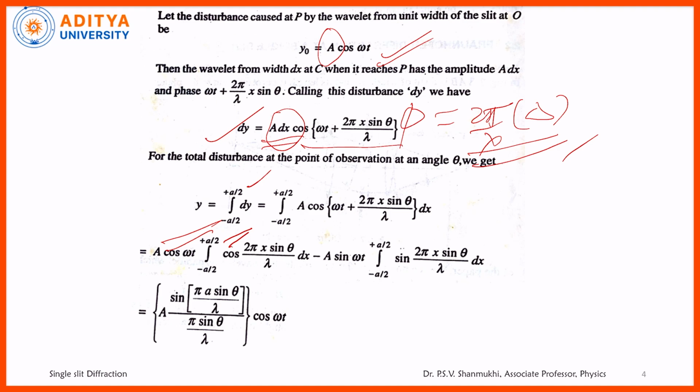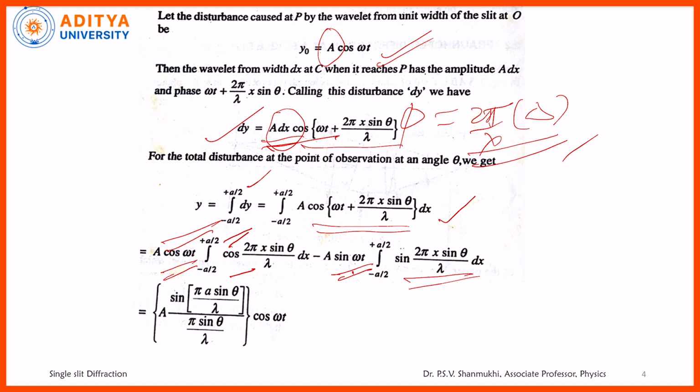So again, what is dy? It is A dx cos(omega t plus 2 pi by lambda x sin theta). We use the formula cos(a plus b) equals cos a cos b minus sin a sin b. Cos omega t and sin omega t are constant terms, so I write them outside the integration. Therefore it is equal to A cos omega t integral from minus a by 2 to a by 2 of cos(2 pi by lambda x sin theta) dx minus A sin omega t, written outside, integral from minus a by 2 to a by 2 of sin of something.